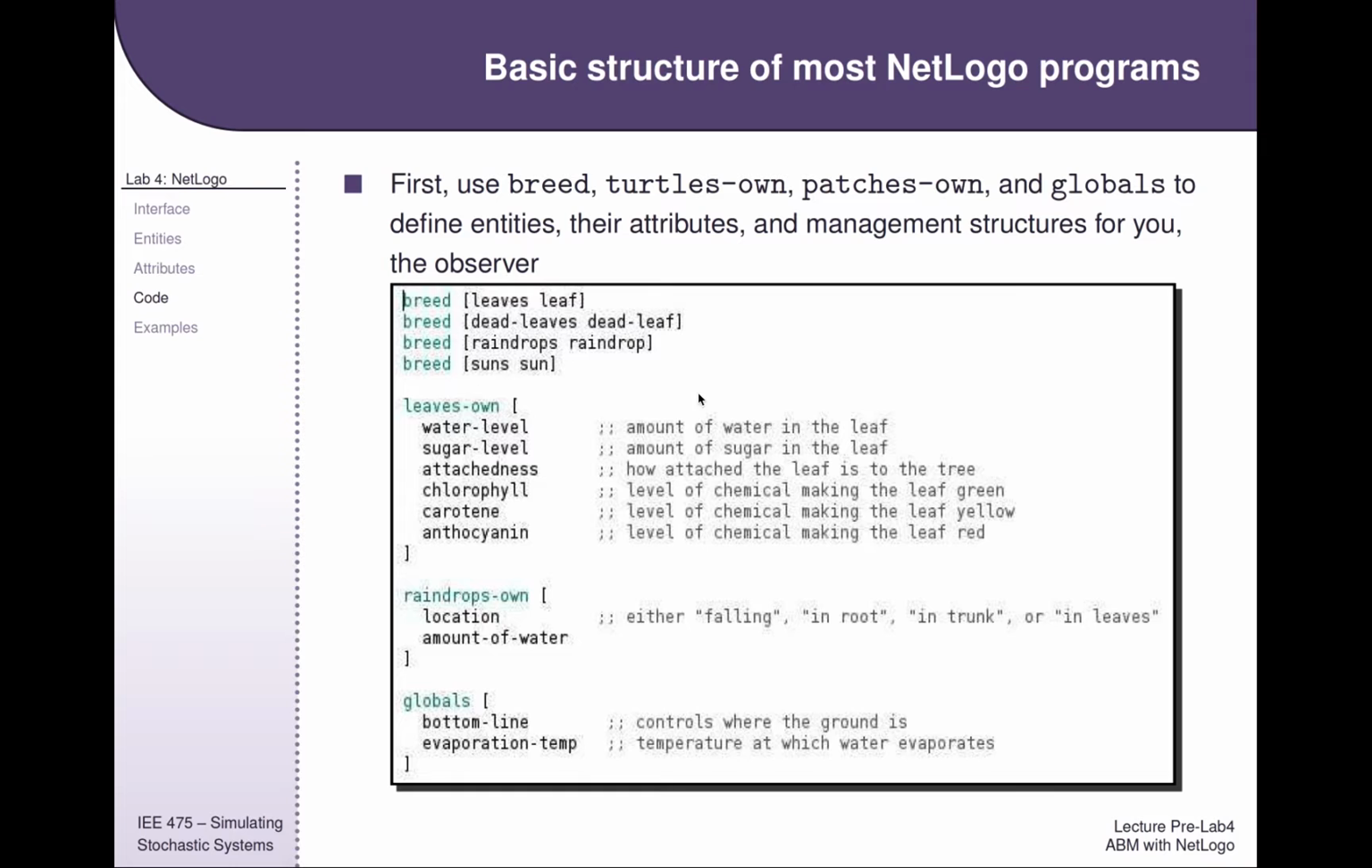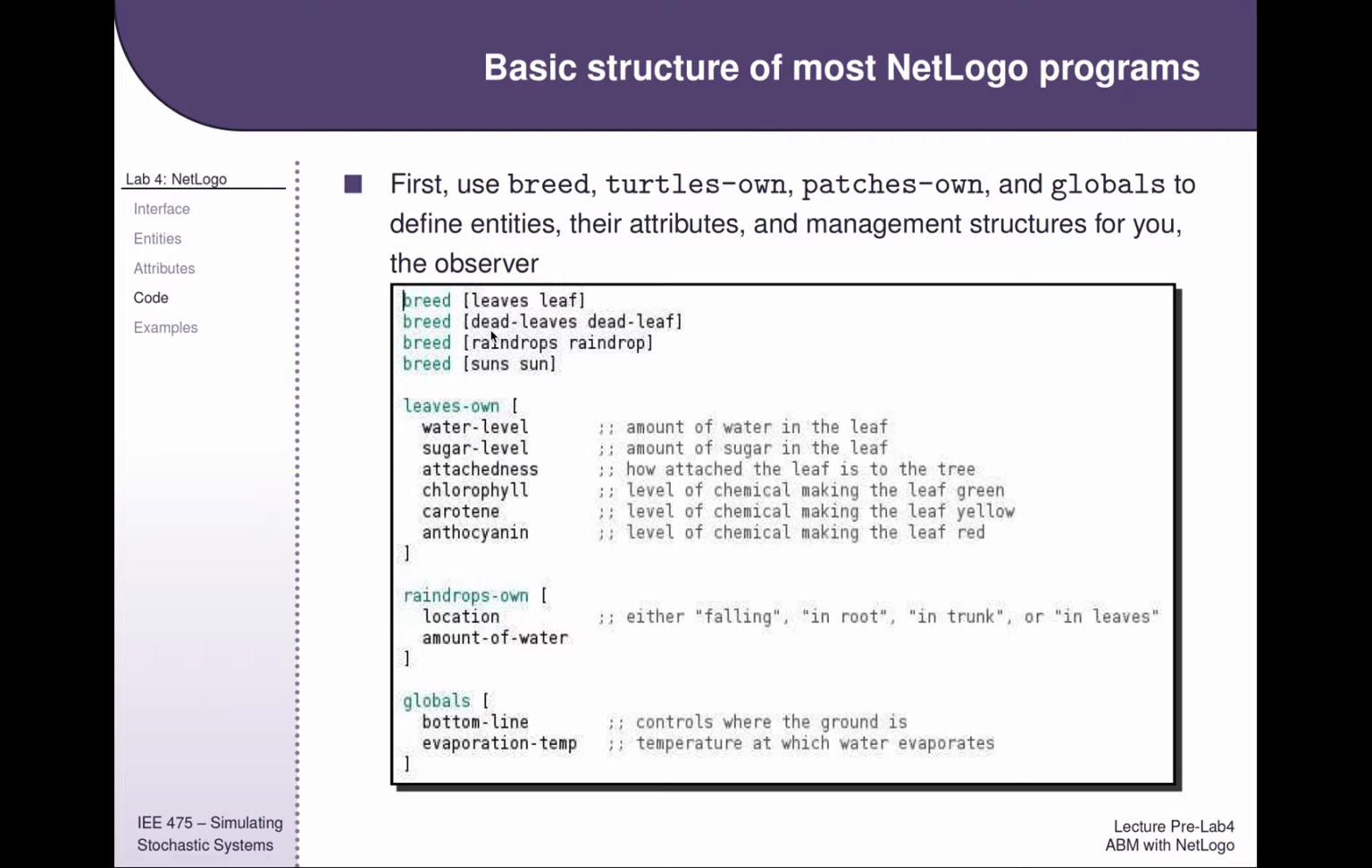So these are four different types of agents that otherwise I could have made all turtles and then made all the turtles differ in their attributes, but it made more sense to define individual types of agents, like a leaf agent, a leaf entity. Those leaves have their own specific set of leaf attributes. So every leaf owns water level, sugar level, attachedness, chlorophyll, carotene, anthocyanin.